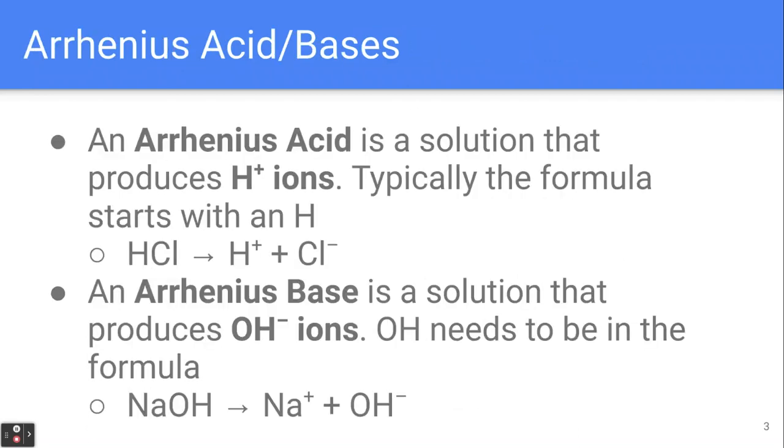So the first type of base we're going to talk about is the Arrhenius acid and base. The Arrhenius acid is a solution that produces proton ions. Now, typically your formula is going to start with an H if you're an Arrhenius acid. So HCl is going to produce your proton, H+, plus chloride. Now, an Arrhenius base is a solution that produces hydroxide ions. Your hydroxide needs to be within that formula somewhere to be an Arrhenius base. And so if we think about sodium hydroxide, when we put that in water, it turns into a sodium ion and a hydroxide ion.